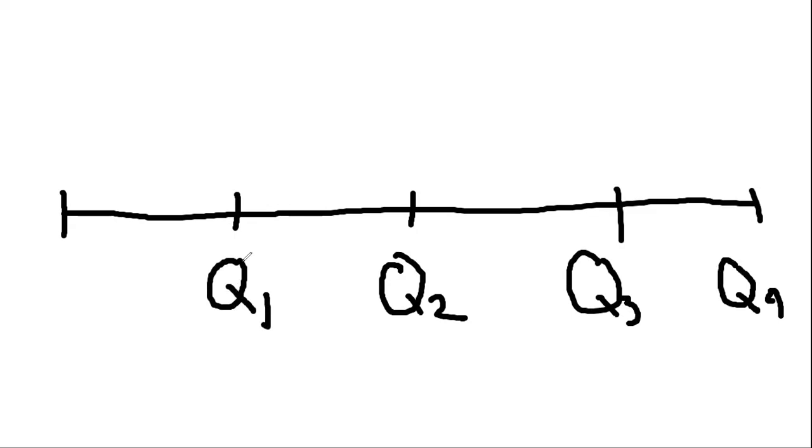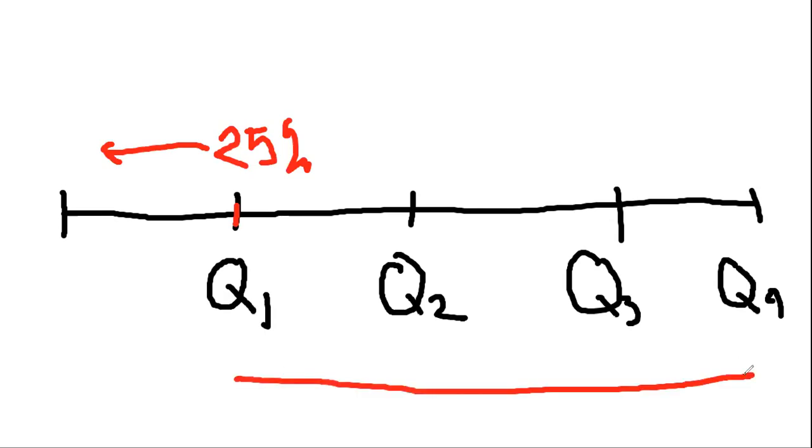Now, what do these values mean? The first quartile score is the value that is higher than the lower 25% of the distribution. At the same time, this is the value that is lower than the upper 75%. So below is 25% and above is 75%. That is your first quartile.